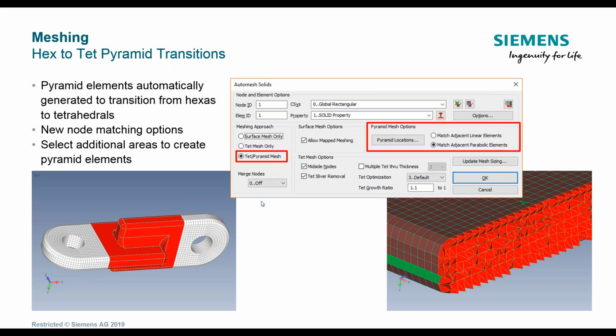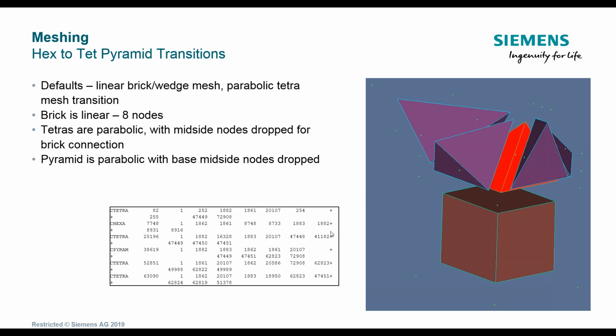And then this feature, this is what we did. We transitioned from hex to tet using these pyramid options. They have a few examples showing this, and it's the same thing I was showing, how the mid-side nodes are there adjacent to the tetrahedral elements, but on the pyramids, the mid-side nodes are not present adjacent to the linear hex.